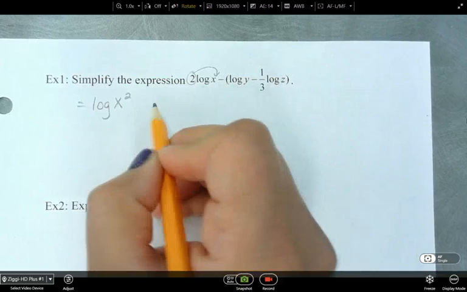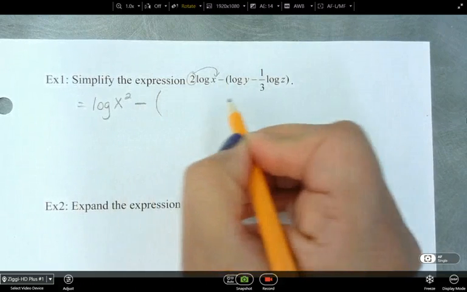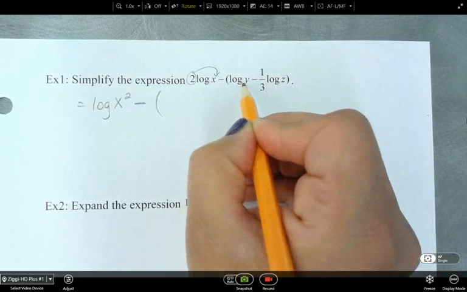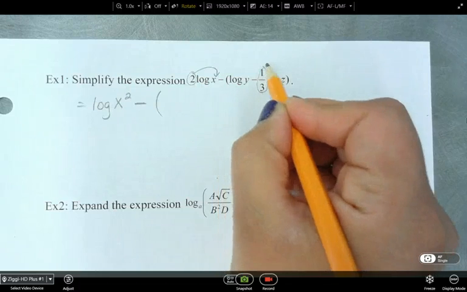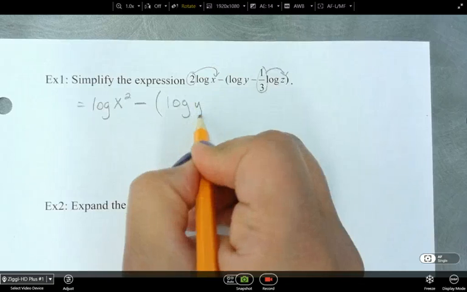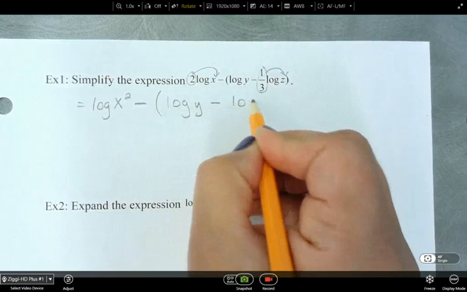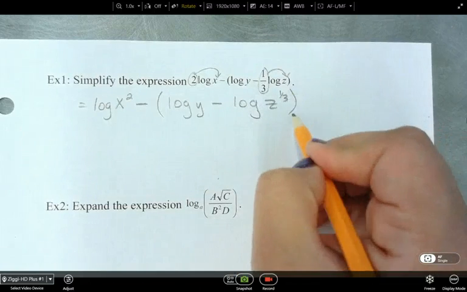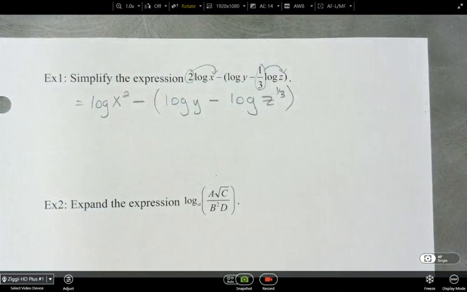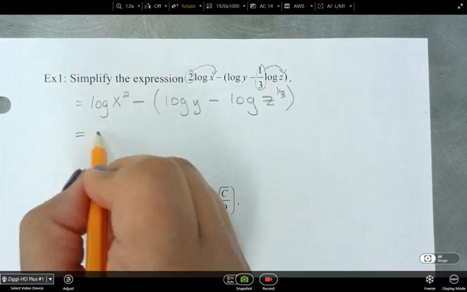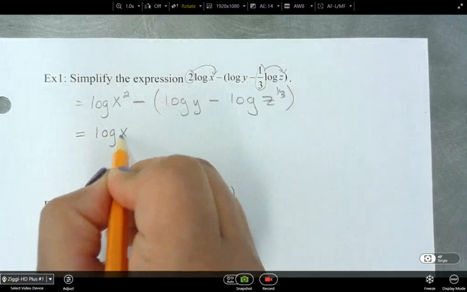And then here I've got a minus, and let's deal with what's in the bracket. So log y, and then let's deal with this one as well. I can bring that up into the exponent. So log y minus log z to the 1/3. And then I'm going to close my bracket. How about I remove the bracket, multiply everything after this by negative, and then I can use the rest of my laws.